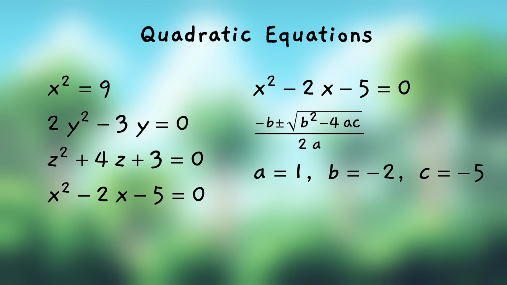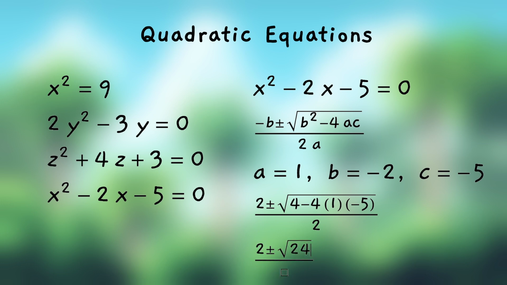So here, the opposite of b is positive 2. Square root of b squared is positive 4. If you square negative 2, you get positive 4. Minus 4 times a times c is minus 4 times 1 times negative 5. All of this over 2. And you'll go through and learn how to simplify expressions like these to get it into a very nice compact form. And this, if you multiply and simplify everything under the radical sign, you'll get the square root of 24.